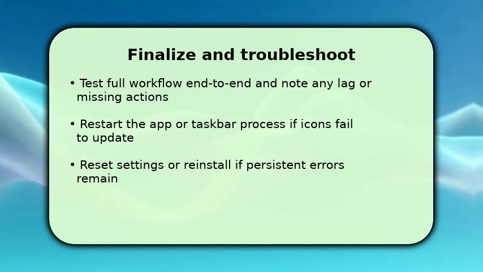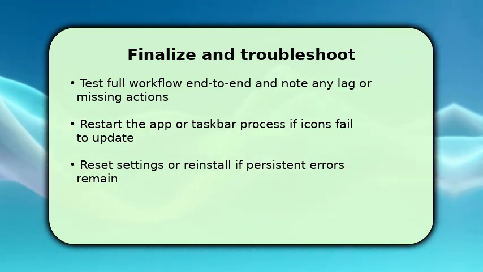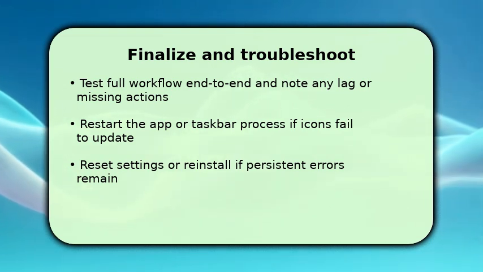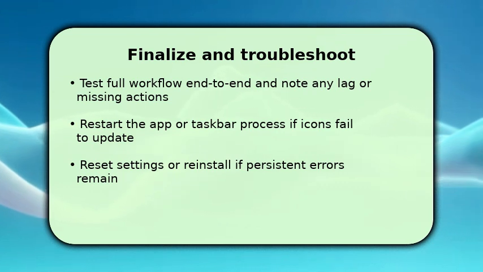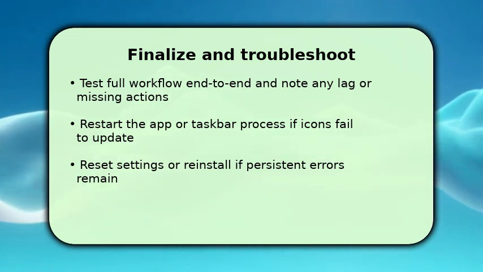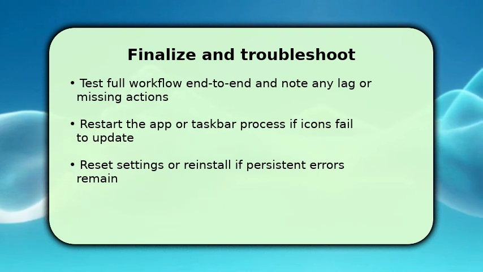If icons fail to update or badges remain, restart the app first and then restart the taskbar process. This often clears stuck states. If problems persist, reset the app settings to defaults or reinstall. That resolves corrupted configurations. Keep one troubleshooting tip in mind.